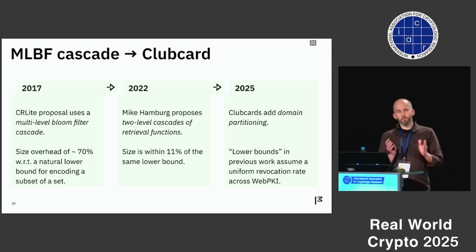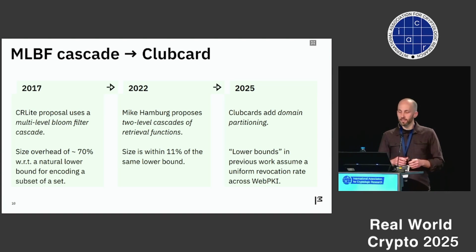So these Bloom filters had an inherent 70% overhead with respect to a natural lower bound for encoding a subset of a set. Mike's work improved this to 11% using what are called 2-level cascades of retrieval functions. That's a bit of a mouthful, especially when we start adding more adjectives for domain partitioning and things like that. So we call these things club cards.